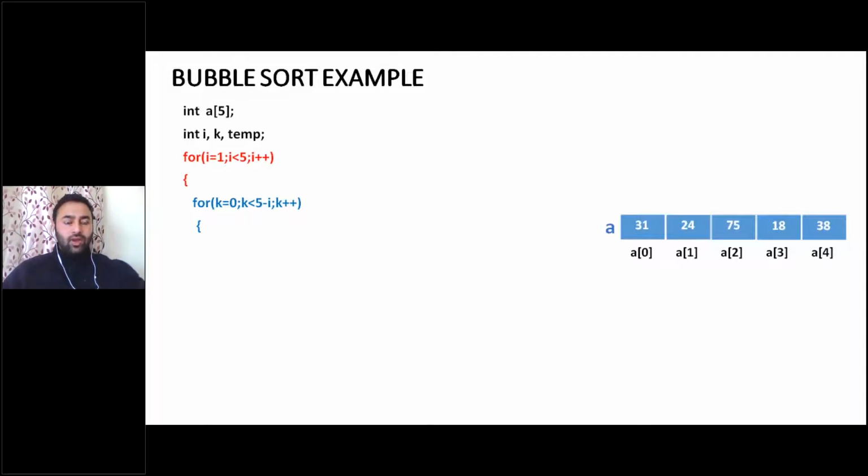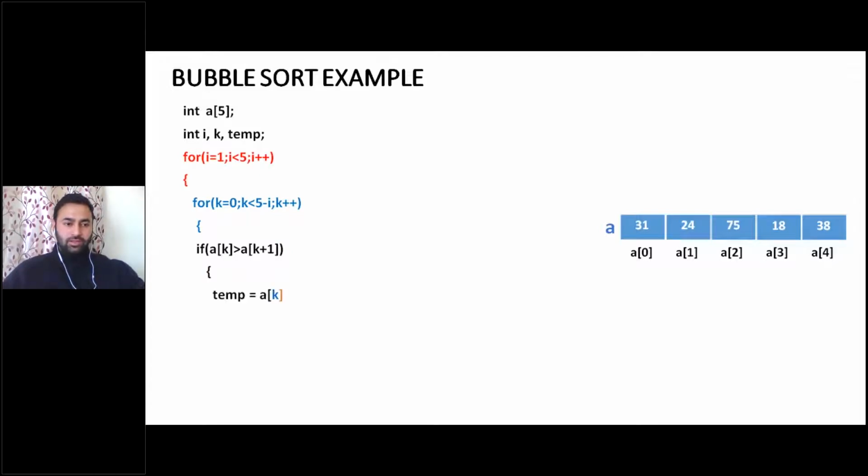After this, the value of i will increase to 2. So the loop will run for 3 times, 0, 1, and 2. After this, the value of i will become 3, so the inner loop will run for 0 and 1. So only 2 times, and finally the value of i will become 4, and then it will run for 5 minus 4, that is 1. So for a single time. So in this way, the inner loop is used for reducing the number of comparisons after every loop.